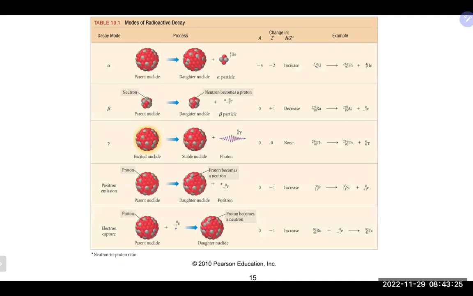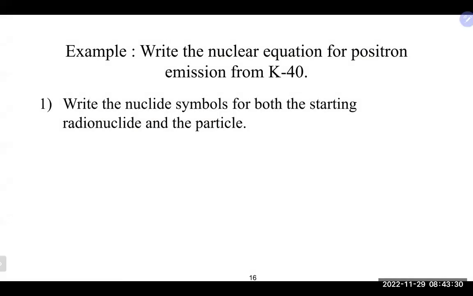All right, so here's just a chart similar to one you have in your book of all the changes we just talked about. All right, so one more time here, let's try this one here. Write the nuclear equation for the positron emission of potassium 40.